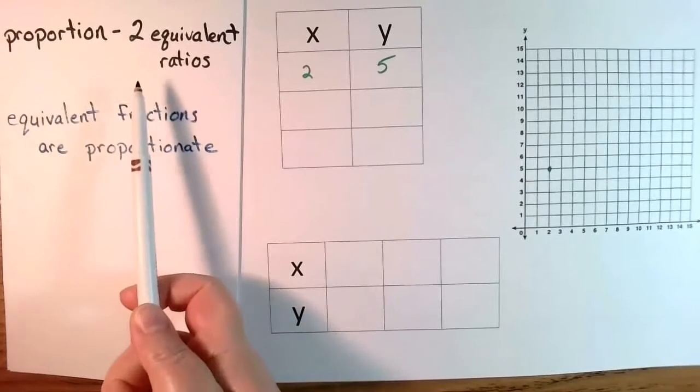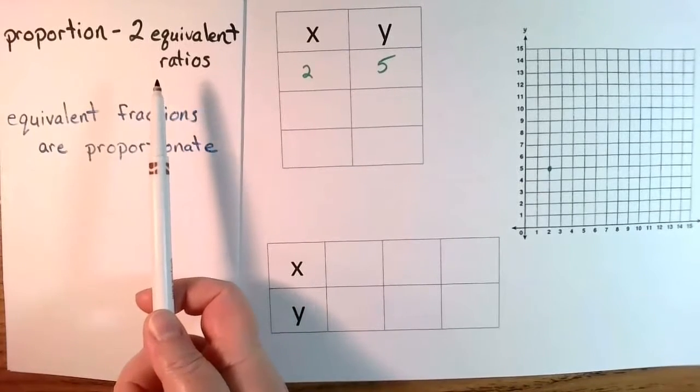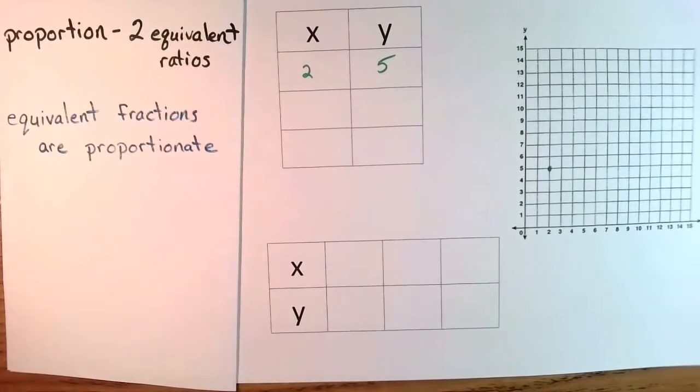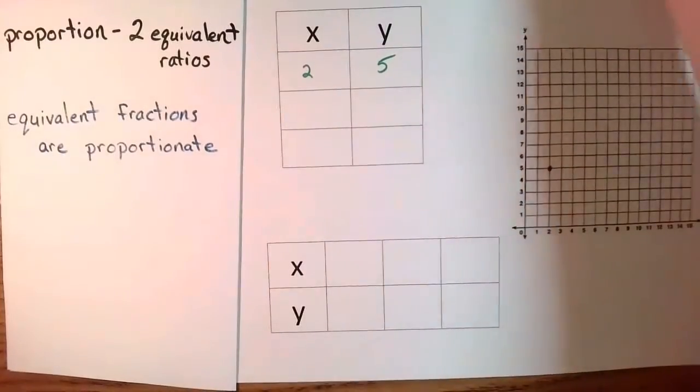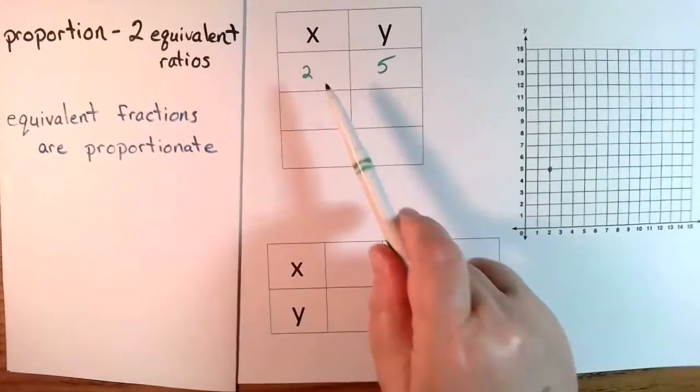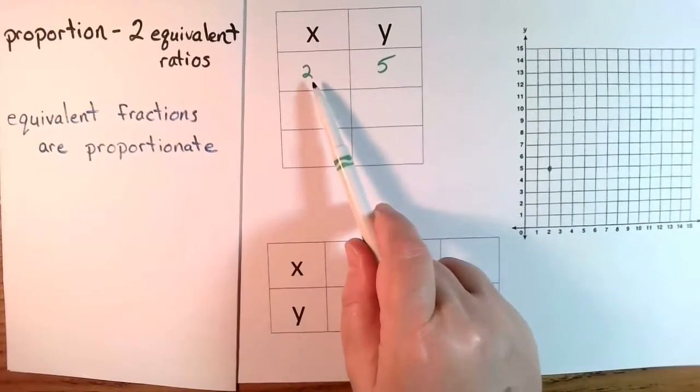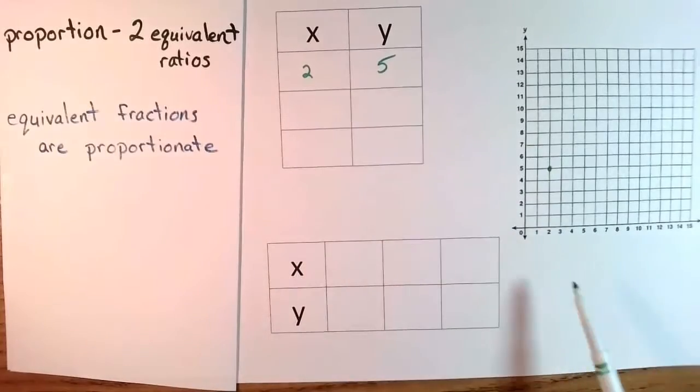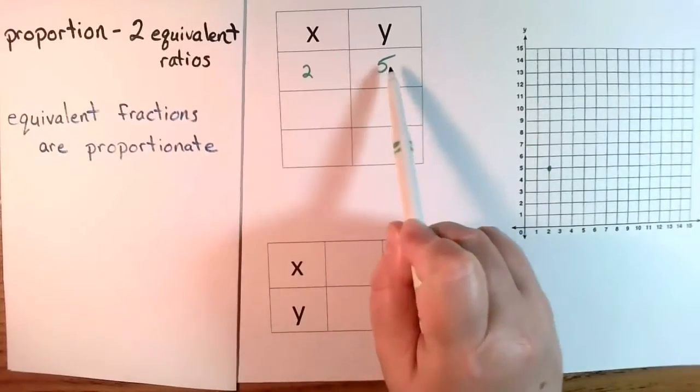Okay, so when we're dealing with proportions, it's the same thing as two equivalent ratios. So two equivalent fractions are two equivalent ratios. So if we're given 2, 5, that's 2 to 5. If you're going to graph it, the 2 is the x, the 5 is the y.